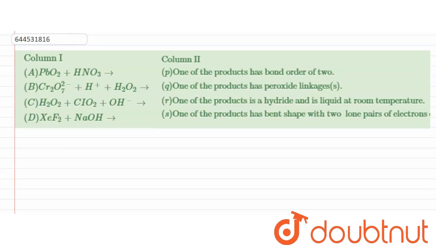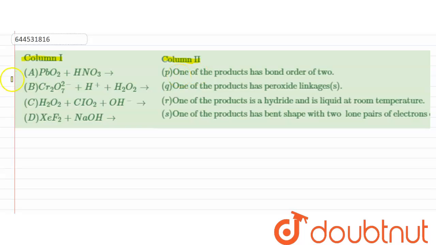Hello everyone. So let's see this question. In this question you have been given two columns, right? The first is column 1, second one is column 2. In column 1 you have been given reactions, and based on the products of these reactions you need to answer or choose options from column 2.